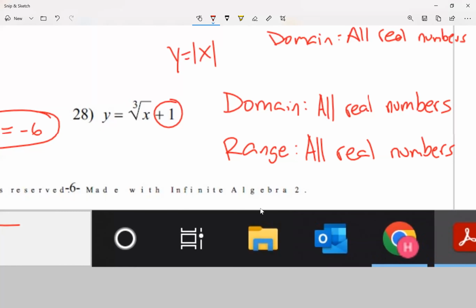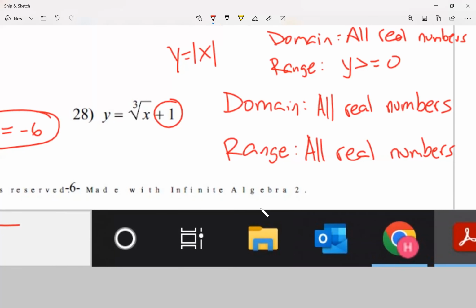But my range in that case will be y is greater or equal to 0. The smallest result that I can get for the absolute value of x is 0, and anything higher than that. So don't think that because the domain is all real numbers, the range has to be all real numbers as well. It doesn't work like that.